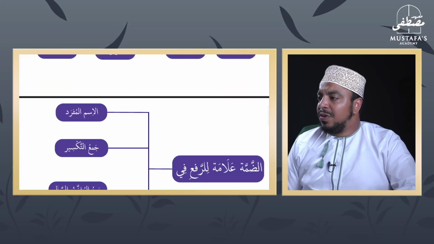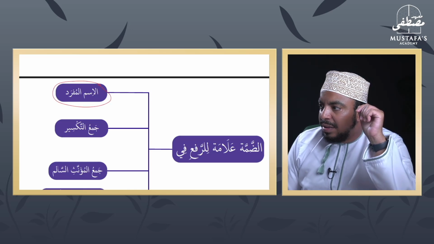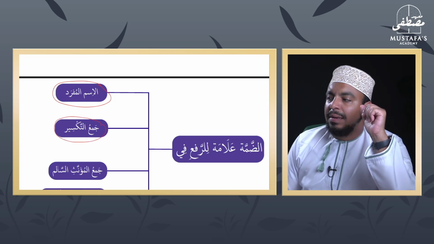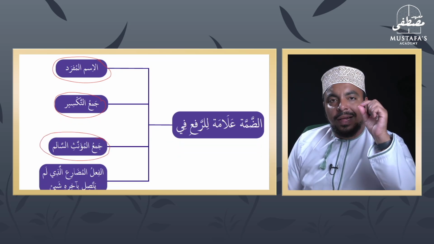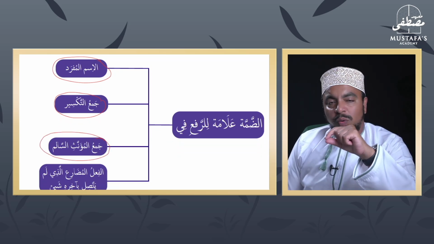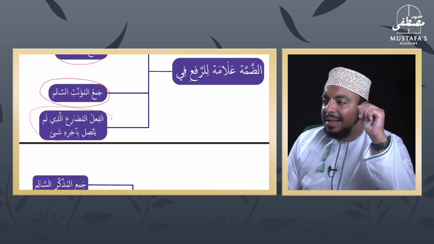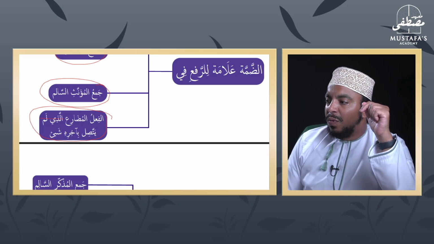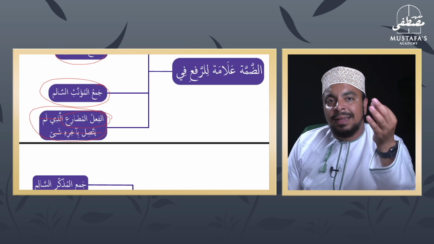Now, if you look over here, something I wanted to bring to your attention is you notice that we are mentioning a lot al-ismul mufrad, the single form noun, أليس كذلك? And then جمع التكسير, the broken plural noun, جمع المؤنث السالم, the feminine plural, and then we have الفعل المضارع الذي لم يتصل بآخره شيء. Now what's important, I don't want you to confuse yourself with all of this. Focus on this: الفعل المضارع, the present tense.